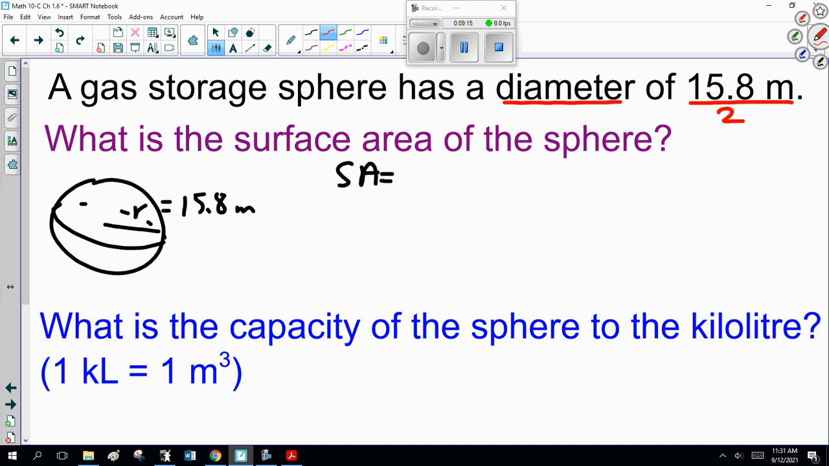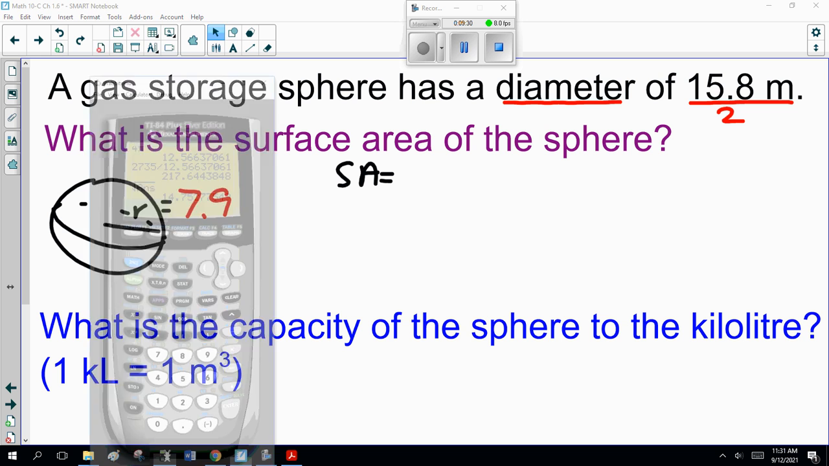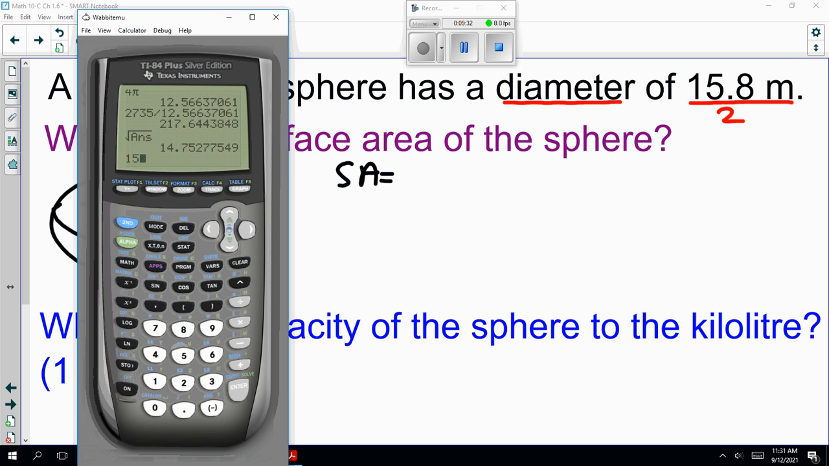And I can hear some of you screaming at me. Thank you. So the radius. Read the question, Mr. Sutton. It helps to read the question. Half of 15.8 is 7.9. Well, let me double check that because I'm getting old and I'm making dumb mistakes. 15.8 divided by 2 is 7.9.